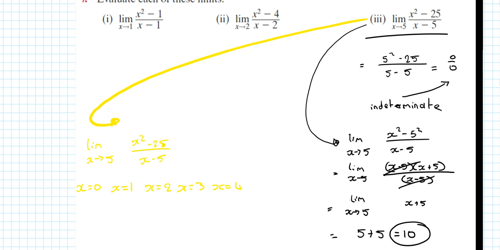Well, the first one would be minus 25 over 5, which would be 5. The next one would be 6. The next one would be 7, 8, and then 9. You can see as x is getting closer and closer to 5, the value of the output is getting closer and closer to being 10. That's what it means by the limit. What is the output getting closer and closer to being?